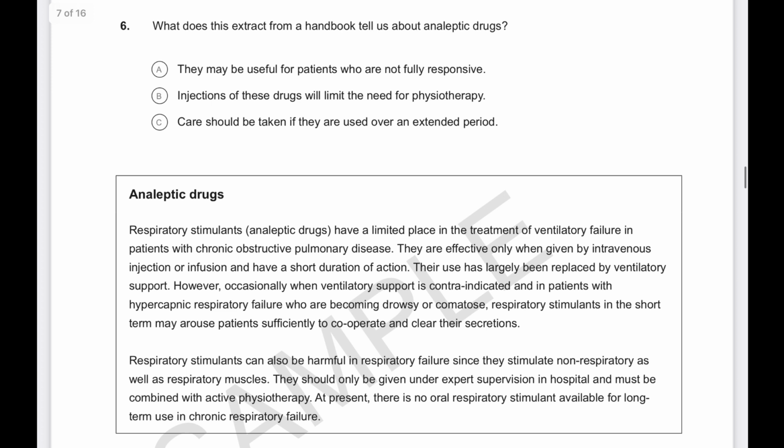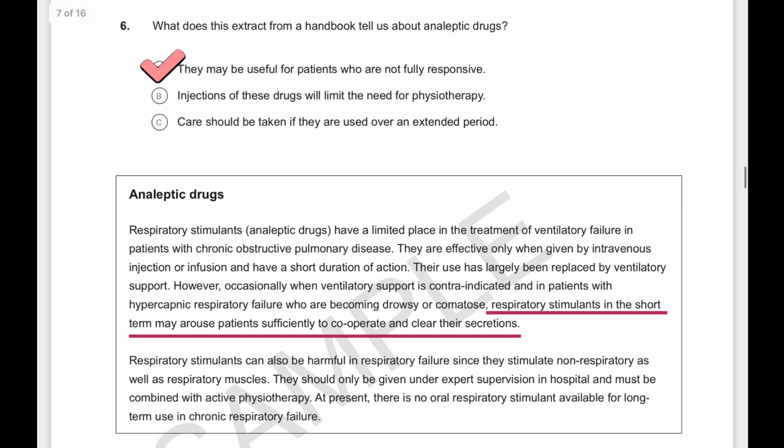Now the question, what does this extract from a handbook tell us about analeptic drugs? Letter A, they may be useful for patients who are not fully responsive. So as we can see here, respiratory stimulants in the short term may arouse patients sufficiently to cooperate and clear their secretions. So letter A is the correct answer.